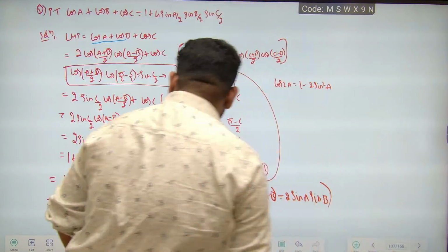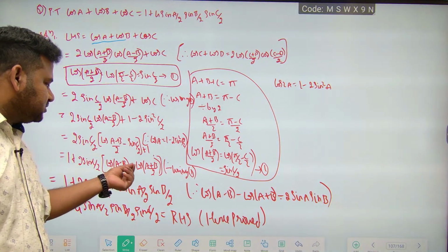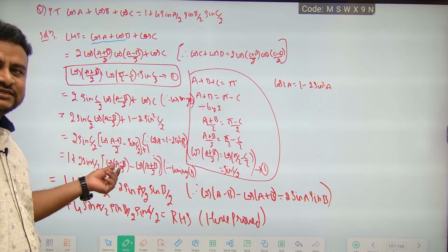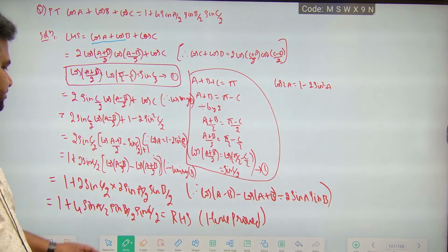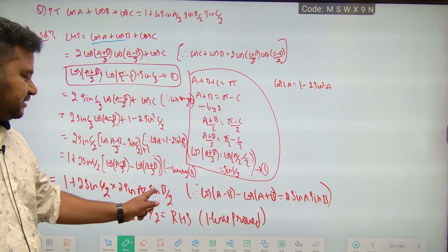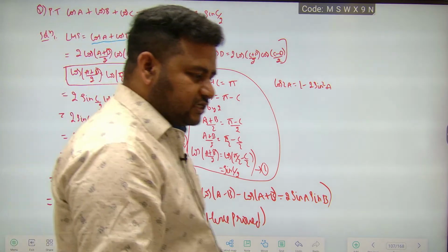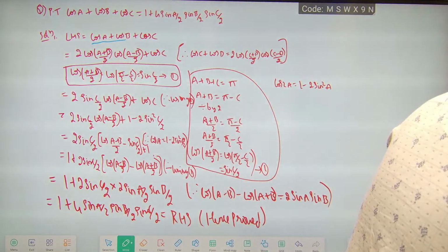See here, cos of a minus b minus cos of a plus b. So here a and b are what? a is A by 2, b is B by 2, that's it. Clear? That's why, instead of getting sin A sin B, we are getting sin A by 2 sin B by 2. Clear? Okay, fine. Let us move to the next question, friends.